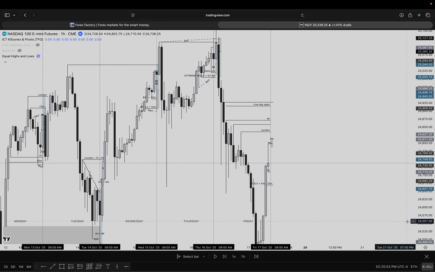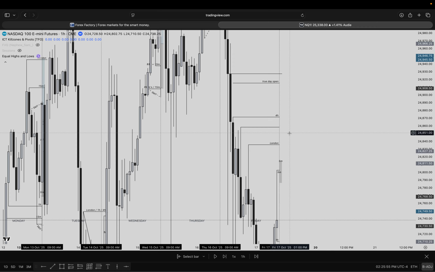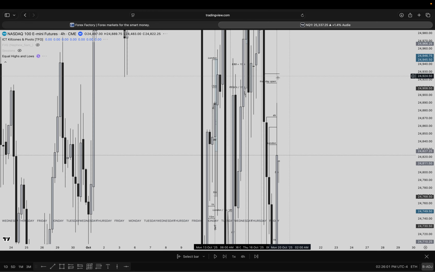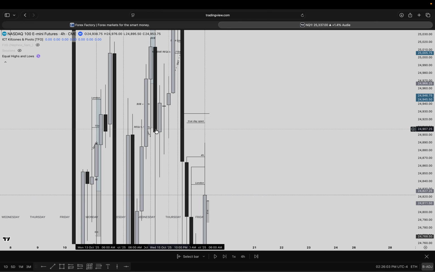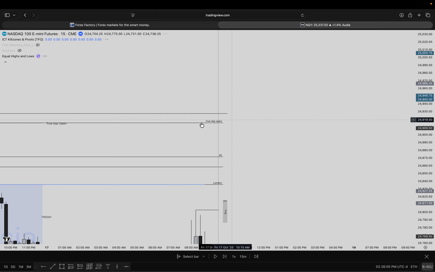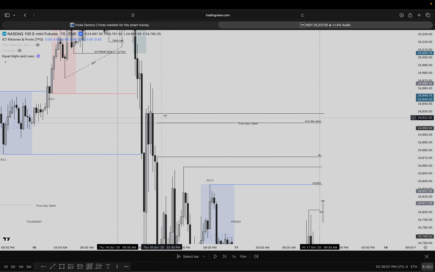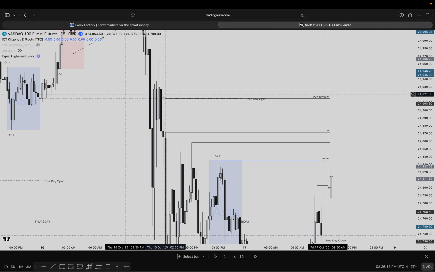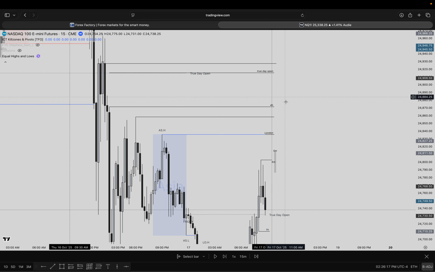Alright, so we have London high, we have this not an intermediate high, but we just have this random 15 minute high. We have a 4 hour up here. Okay, 4 hour. We also have true day open, which you can see right there. And then we have this level where you see these body closes are closing at relatively the same level. Pretty strong resistance level if you ask me, so have that marked out as well.